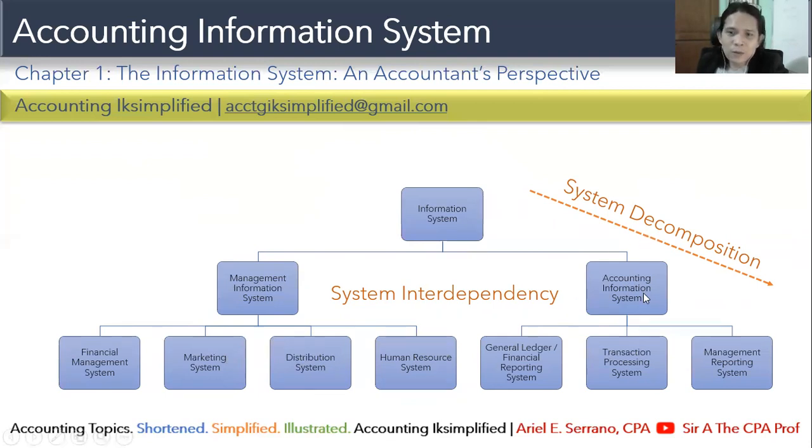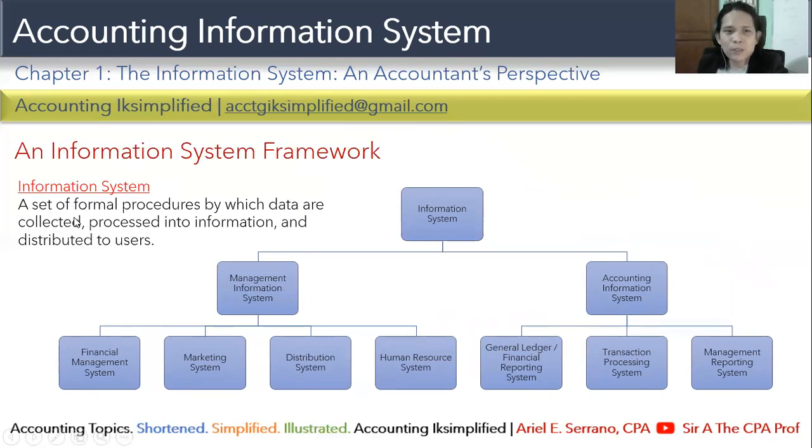At when we take a look at them individually, let's say dito for accounting information system, we have the general ledger financial reporting system. We have the transaction processing system. We have the management reporting system. Okay? Individually, ano, maiintindihan natin, aaralin natin yan, pero with other systems, other subsystems. And that is what we call system interdependency. Okay? So I hope naintindihan po ninyo yan.